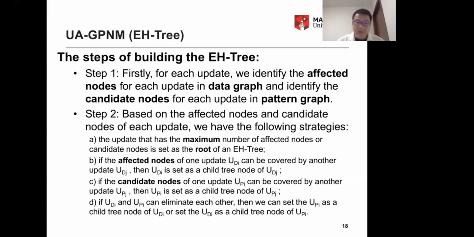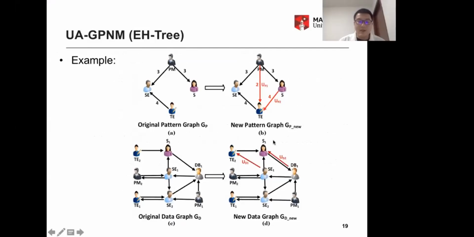As for the updates in pattern graph, if the candidate nodes of one update UPI can be covered by another update UPJ, then UPI is set as a child tree node of UPJ. If UDI and UPI can eliminate each other, then we can set the UPI as a child tree node of UDI, or set the UDI as a child tree node of UPI. So next, I give an example to show how to build the EH tree.